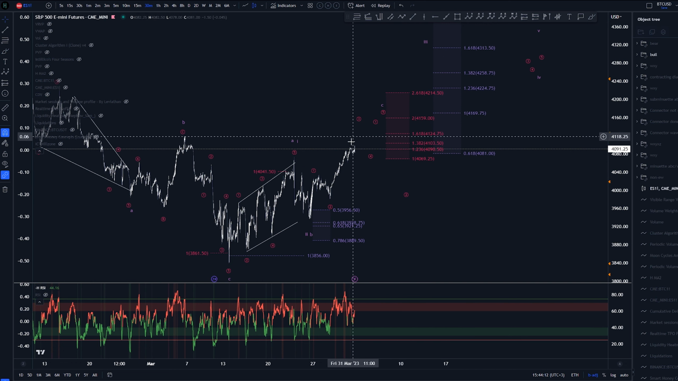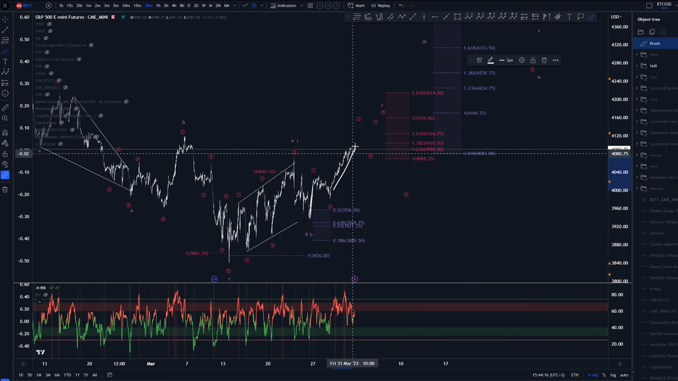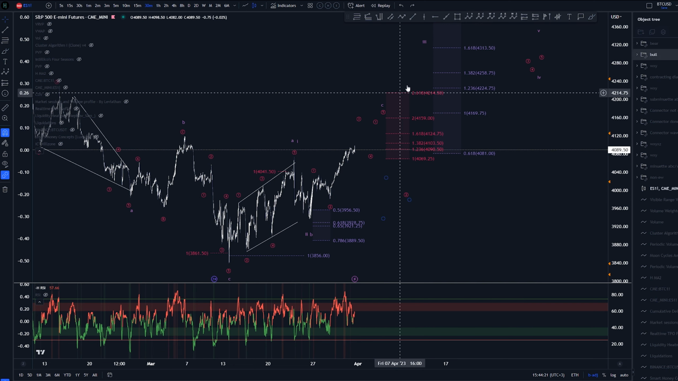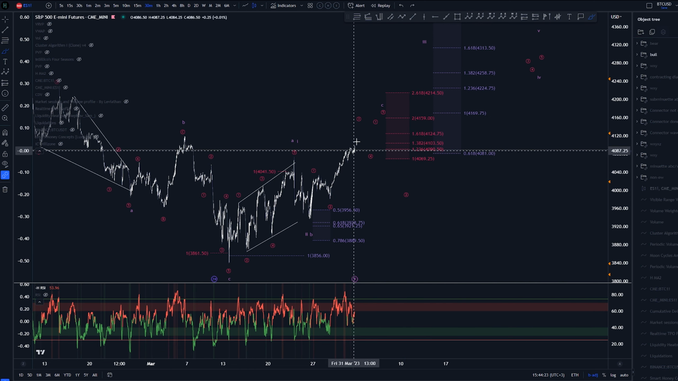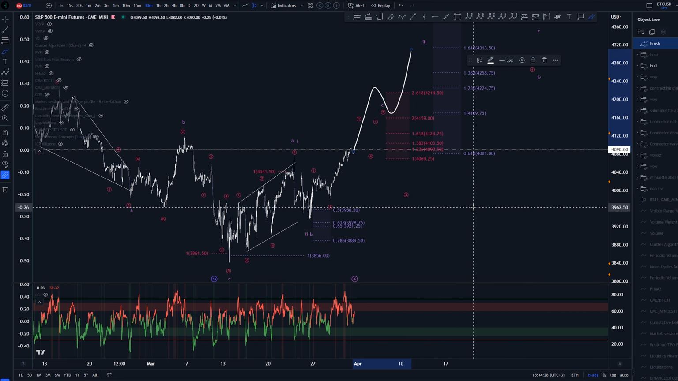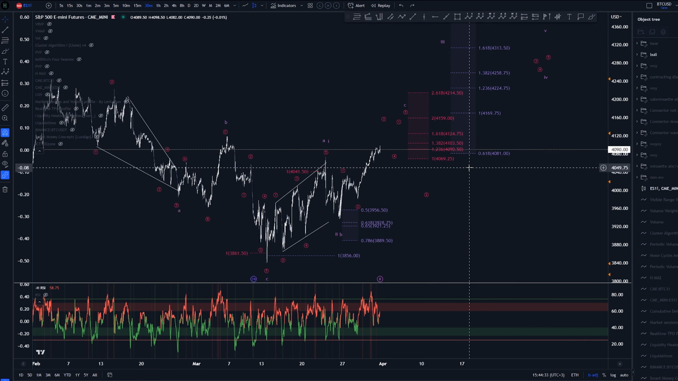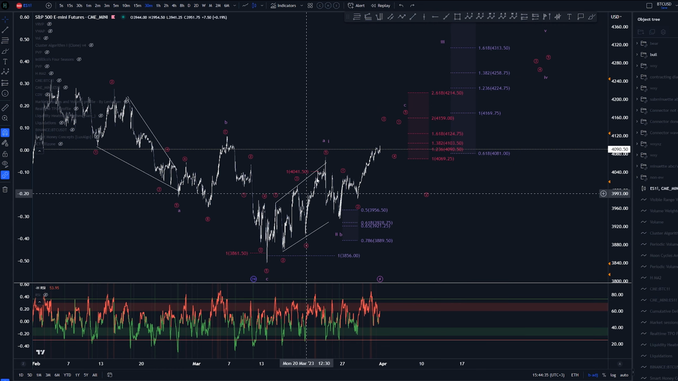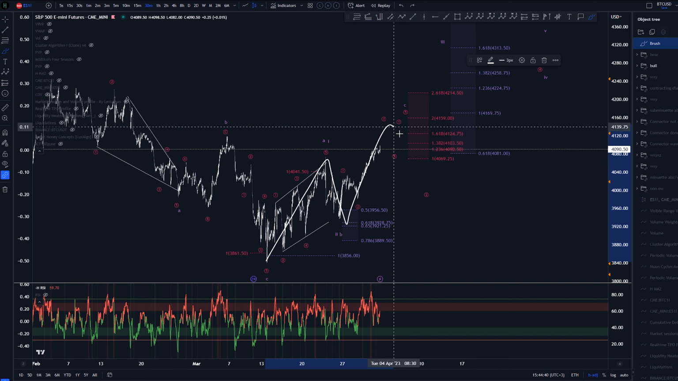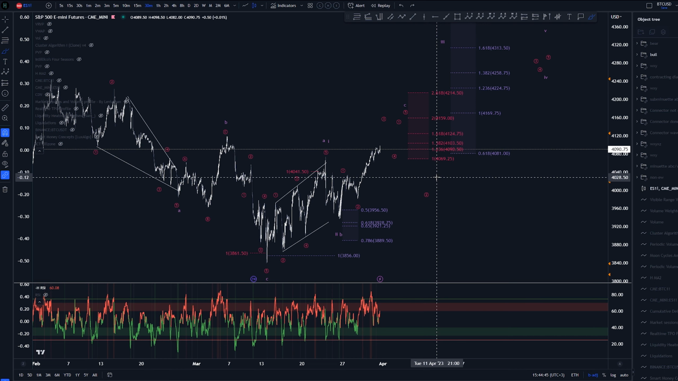Or if this indeed is to become this third wave already, we would need to see a massive extension here on the third. So this would probably have to go to the 2.618 extension here and do something like that to get even close to the 1.618, I feel like. So keep that in mind if you want to have this as a 1, 2, 3. And of course, the most bullish option is that 1, 2, 1, 2 scenario. But I'm not quite sure if that is going to be that likely.